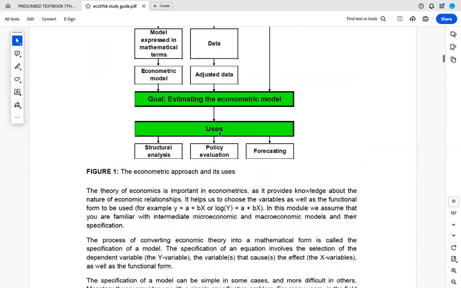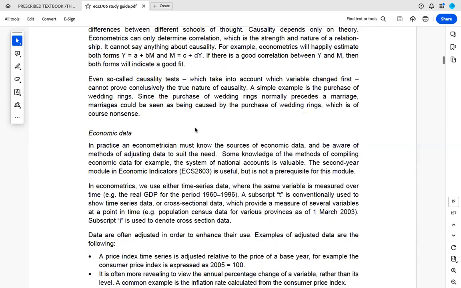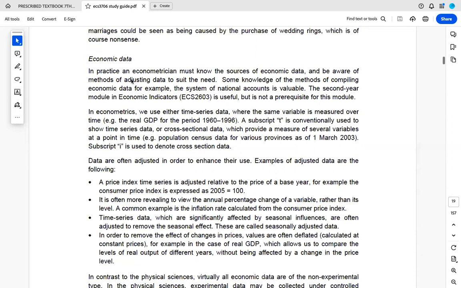With regards to data, when it comes to data, like when we're doing econometrics, we use data. Sometimes we use what we call time series data. Time series data is when you just look at data which has been measured over time in the past.